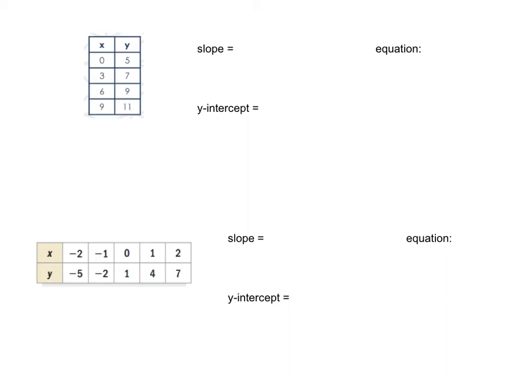All right, lastly, how would I do this from a table? Well, slope from a table, we remember we'd found the change in y over the change in x. So here's my y's. How do I get from 5 to 7? I add 2. How do I get from 0 to 3? I add 3. So my change in y over my change in x is 2/3.